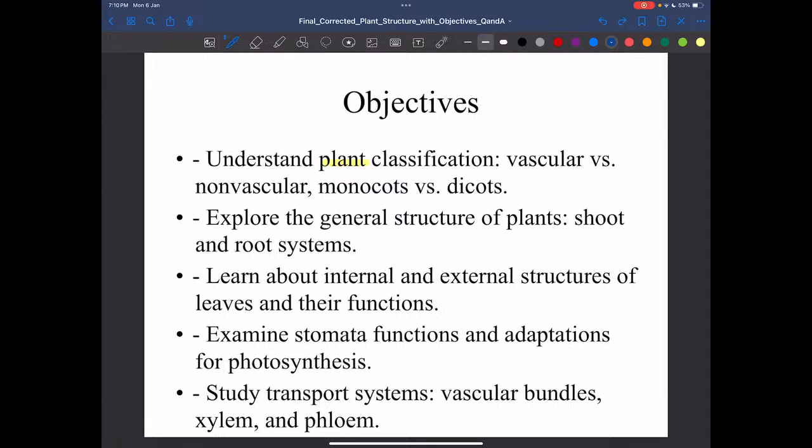Then we'll be looking at the stomata, the functions of the stomata, and how the plant as a whole has adaptations to perform photosynthesis. And at the end, we're going to be studying the transport systems, such as the xylem and the phloem, and we'll look at the stem structure by itself and the root structure by itself.